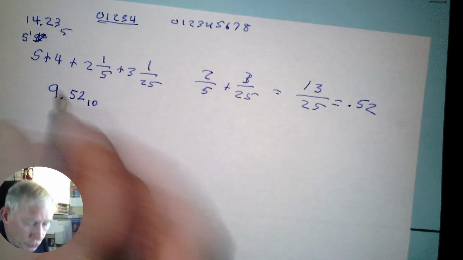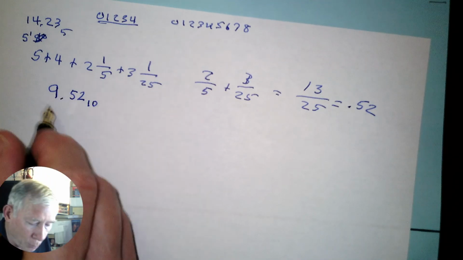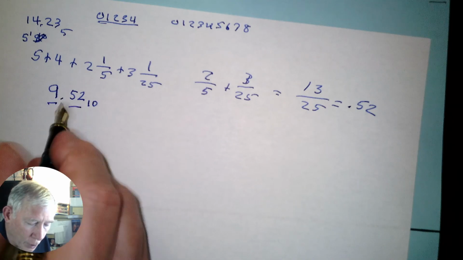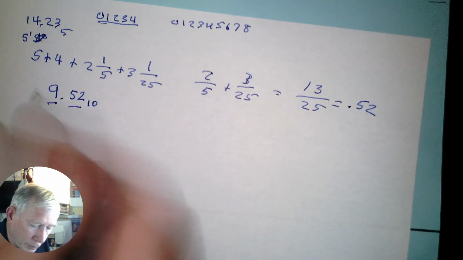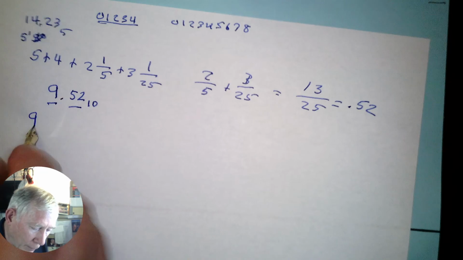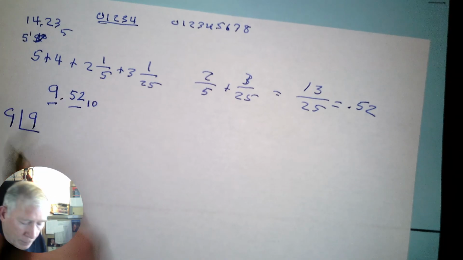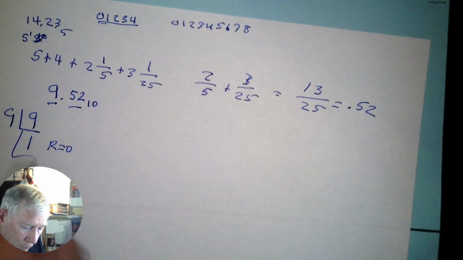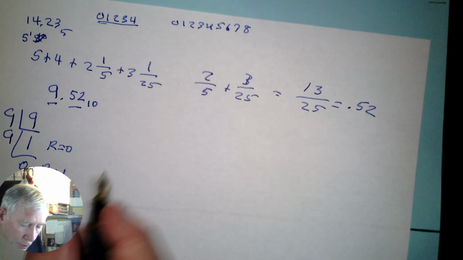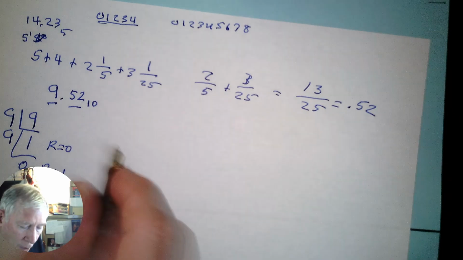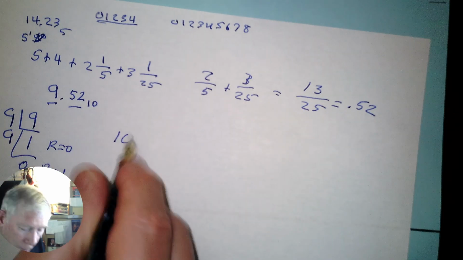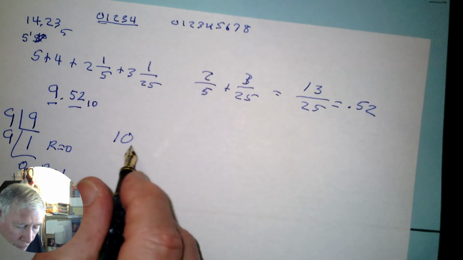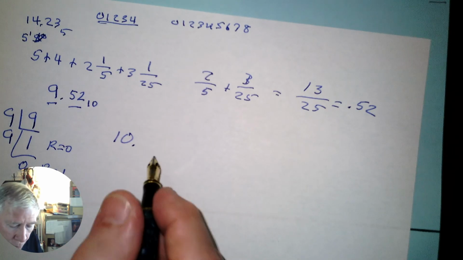Now we're going to go to base 9. We have to do two different things: we have to treat the integer portion differently than the fractional portion. For the integer portion, I'm going to take 9 and divide it by 9. Works out nice. That's 1, remainder 0. And we divide 1 by 9. That's 0, remainder 1. So in base 9, 9 is actually 10 base 9.